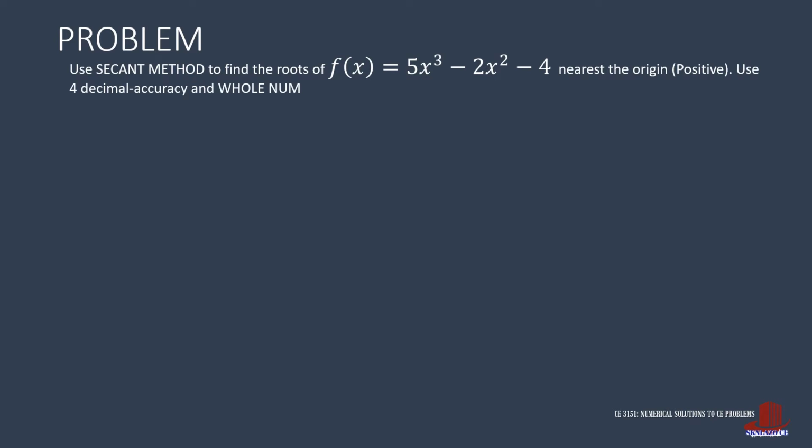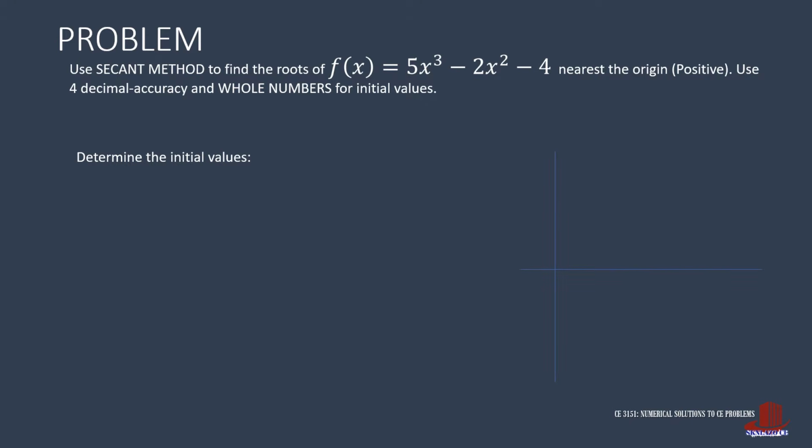The problem to illustrate this method is a simple polynomial where f of x is 5x cubed minus twice of x squared minus 4. The root of concern is nearest the origin, on the positive side. Accuracy requires 4 decimal places, and the initial values to be assumed are whole numbers. Like any other method, the initial values are found by assumption.